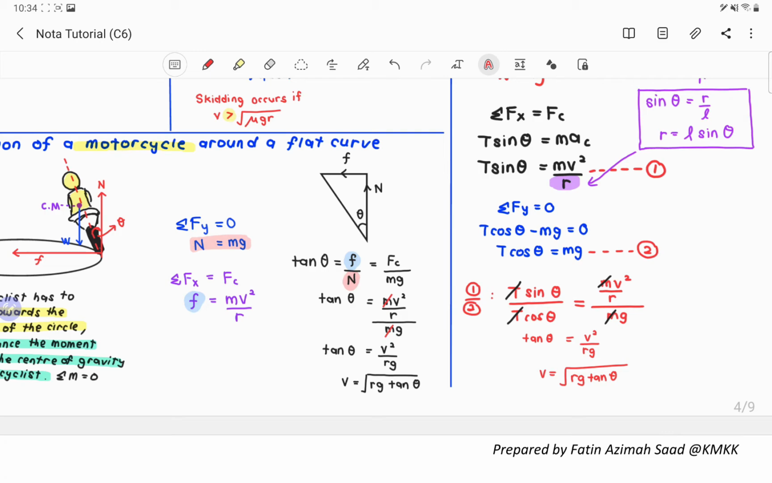And let's say if we have two unknowns, kita ada dua unknown yang kita kena selesaikan. And then we have two equations. Jadi, we can use sin over cos to get tangent. Okay, so kita boleh dapatkan nilai V. This is the velocity for the pendulum dalam circular motion.